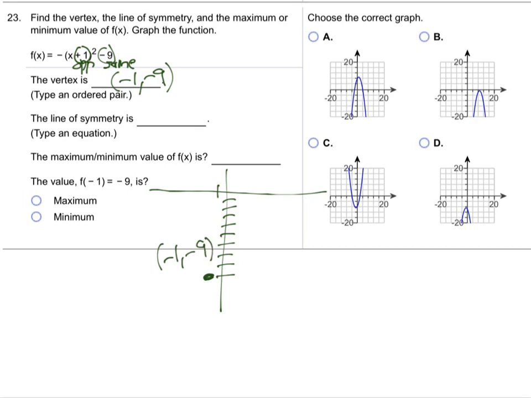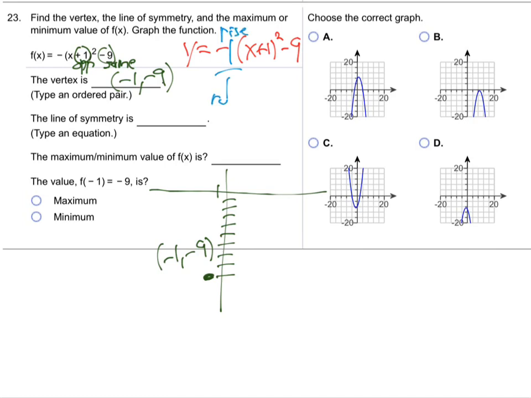Back 1, down 9. There's the center of the U shape, okay? And now, where does it go? Let me rewrite it over here. It's negative x plus 1 squared minus 9. Okay, so where does the graph go from there? Well, remember the number in the front. Well, there's no number in the front there. So what does that mean is really there? 1, -1, huh? Over 1.